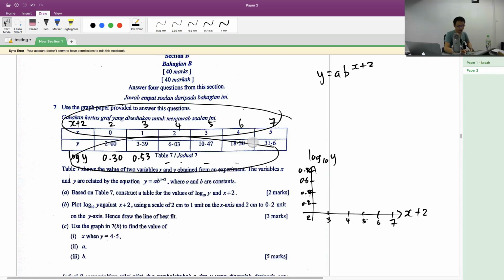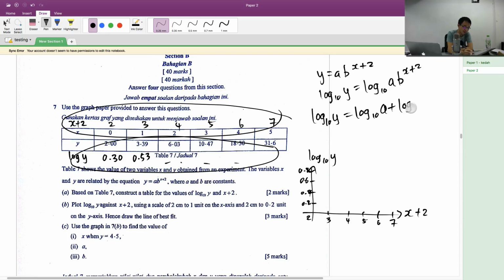Of course, here I will teach you how to solve the equation first. I want to make my equation look like this. First, I will take log 10 on both sides because I want to get log 10 y. So this is log 10 of ab^(x+2). In the log world, we know multiplication means addition, so I will separate them and it becomes plus (x+2) log 10 b. Now I want to move the x plus 2 to the front because of the power. Then this one will be log 10 b plus log 10 a.